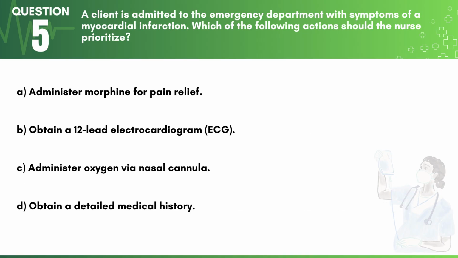Question 5. A client is admitted to the emergency department with symptoms of a myocardial infarction. Which of the following actions should the nurse prioritize? A. Administer morphine for pain relief. B. Obtain a 12-lead electrocardiogram, ECG. C. Administer oxygen via nasal cannula. D. Obtain a detailed medical history.